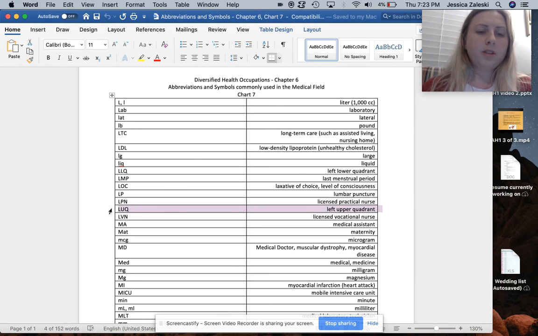Okay, LUQ, this is the left upper quadrant, right? Just like LLQ is left lower quadrant, this refers to your abdomen. Okay, we already talked about LVN.